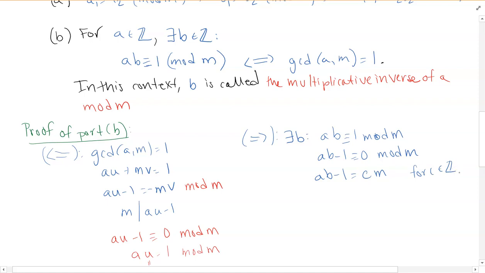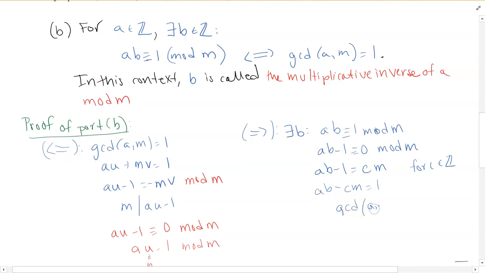Okay, and then if you rearrange this, ab minus cm is equal to 1, and then this means that the GCD of a and m is 1. Okay, so it's similar, but it's just a little wonky to go backwards. So this is the proof for that part.